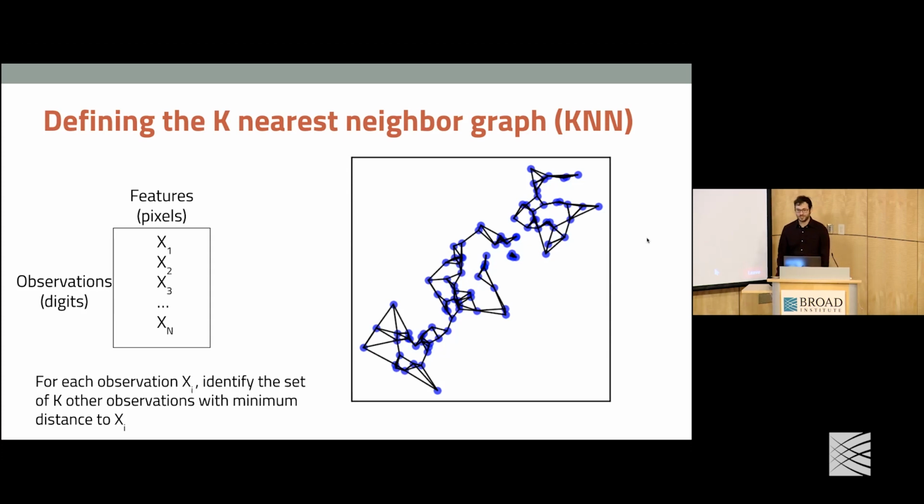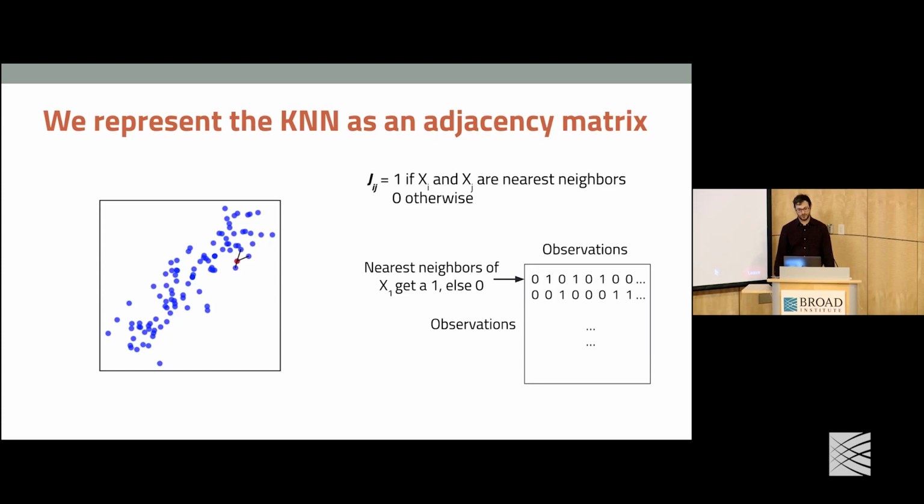This is great for 2 dimensions, where you can see all the observations, but in higher dimensions, we need a better way to represent the graph. And we do that using an adjacency matrix, which is a matrix that's observations by observations in dimensions, and it has a 1 in the ij position if xi and xj are nearest neighbors, and otherwise it gets a 0. So here for our example data set, the first observation has a nearest neighbor in the second, fourth, and sixth position there. And so that's pretty much it for defining the nearest neighbor graph.